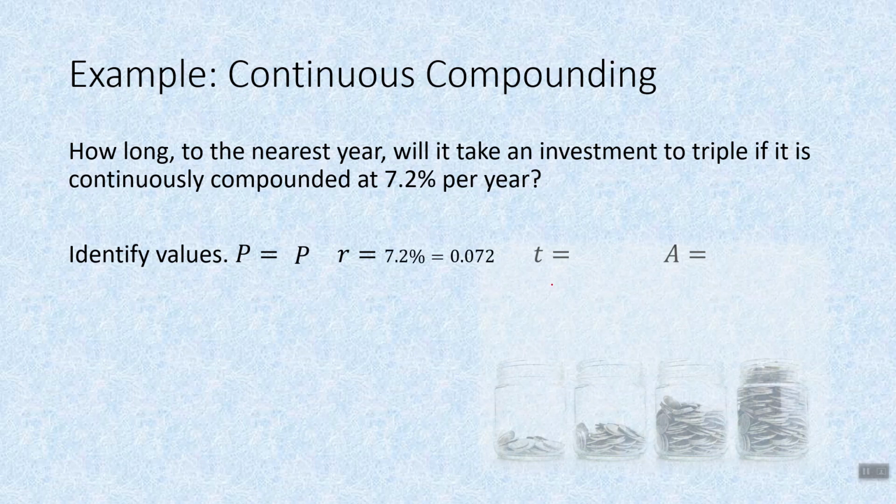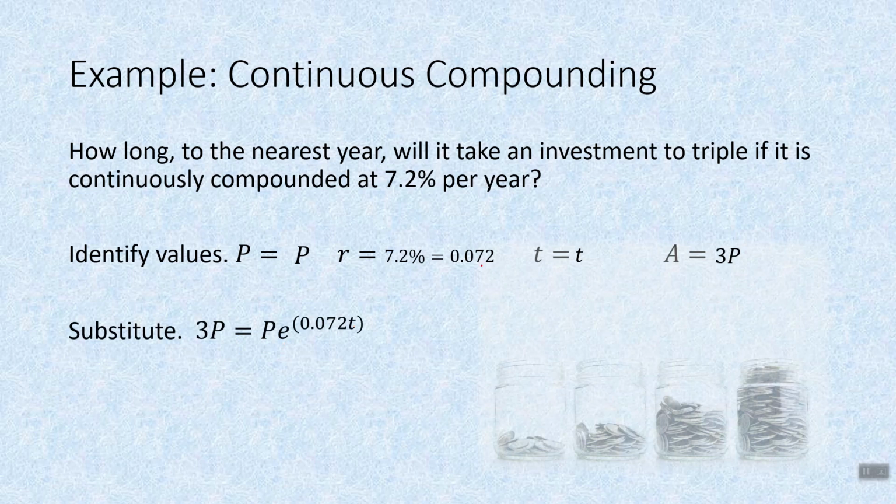Here's how I think of it. We know how to write 7 cents, 7%, 7 cents, and then the 2 follows. That works for me. We have no idea what the time is. That's what we're trying to find, so we have time as a variable. And A is the triple. Whatever I invested, P dollars, my future amount is triple that. So let's substitute. A equals P e to the r times t.